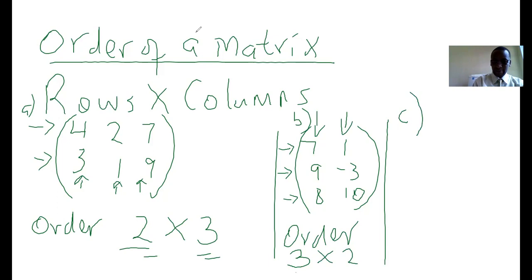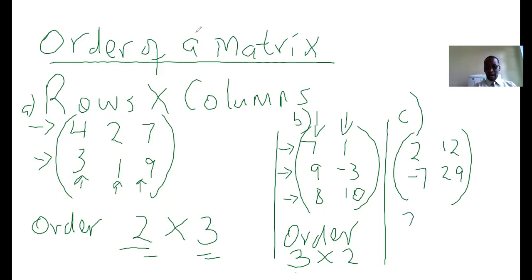What if you have this one? You have 2, -7, 12, 29. What is the order? How many rows are there? How many columns? You start by rows. Rows are 2. Columns are 2. So 2 by 2. So we say this is a matrix of order 2 by 2.